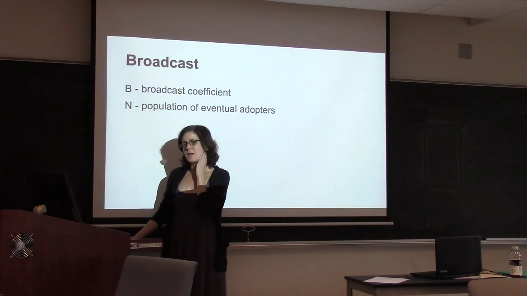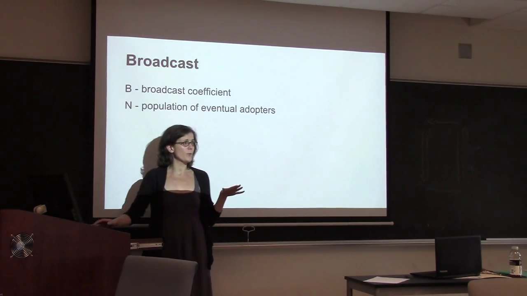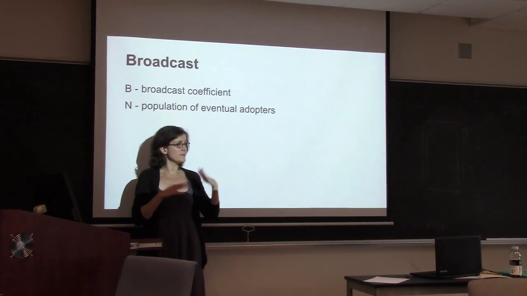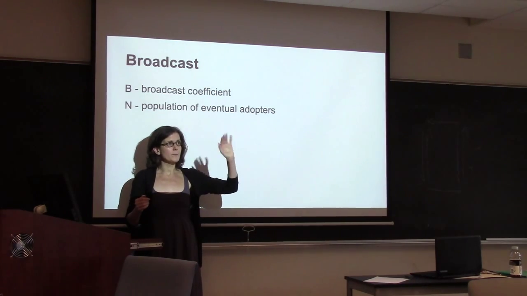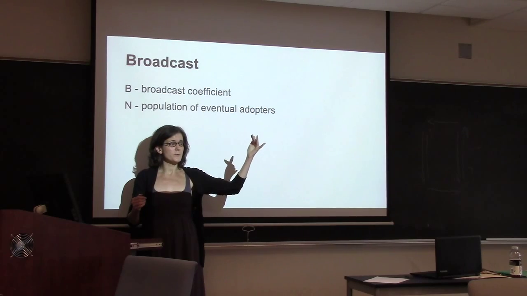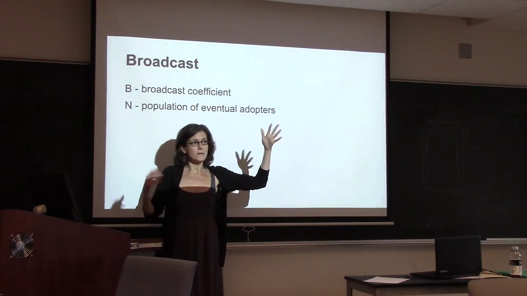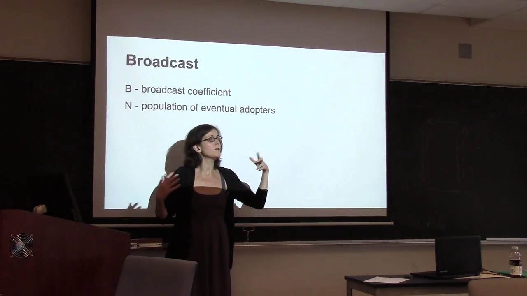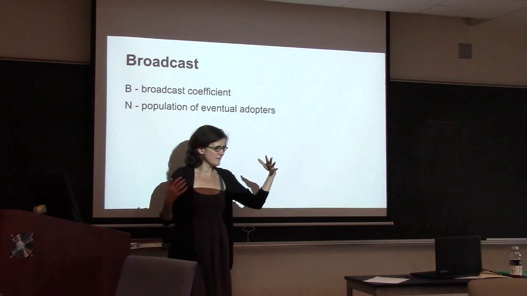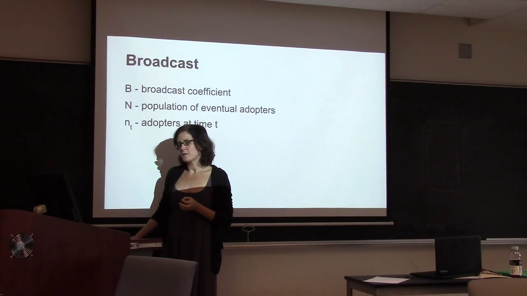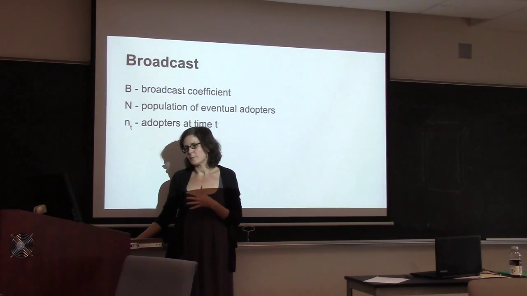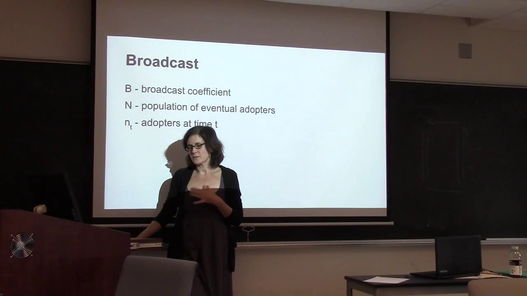There is N, the population of eventual adopters. This is really important. N is not the entire population. It's this number of eventual adopters which exists in reality, even though we might not know what it is. Does that make sense? And then there is N sub t, the number of people who adopted at time t. Great. Let's go over how it works.